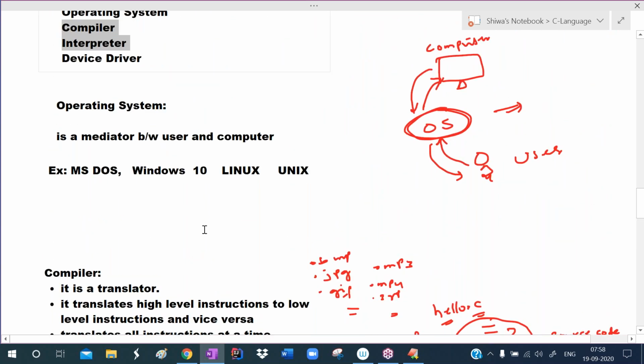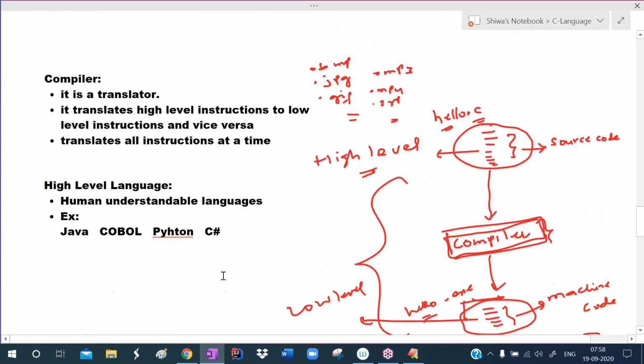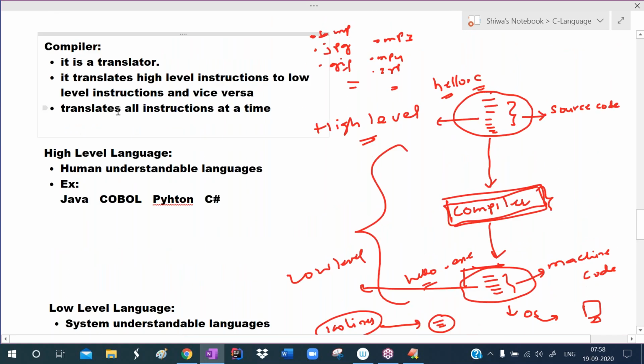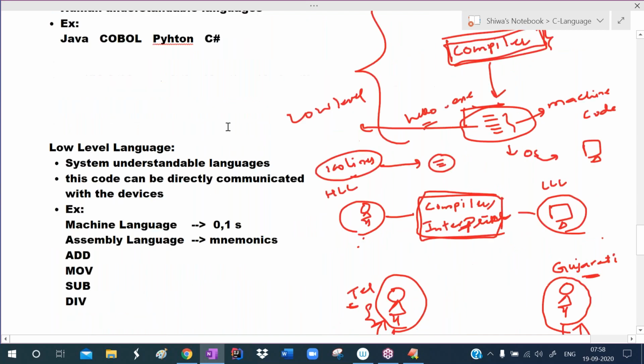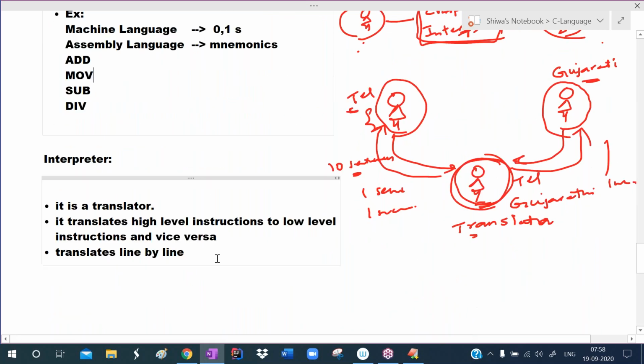Then what is the difference between them? Compiler is a translator, interpreter is a translator, both are translating high level code to low level code, but the difference is compiler translates all instructions at a time, interpreter translates line by line. So sometimes interpreter executes faster, sometimes compiler executes faster. So based on our requirement, we use them.